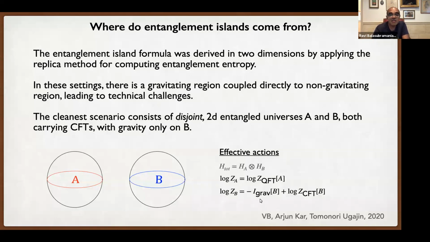And on A, that's just simply the log of the partition sum, the log of the quantum field theory. On B, I'm going to take gravity to be semiclassical, because here our interest is in semiclassical gravity. So the log of ZB is going to be the gravitational action on B, plus the log of the CFT partition sum on the background given by this metric on B. So that's the effective field theory setting, semiclassical gravity plus effective field theory on this.